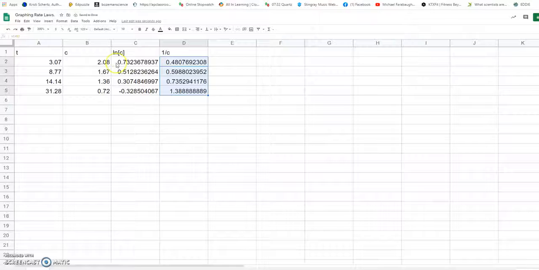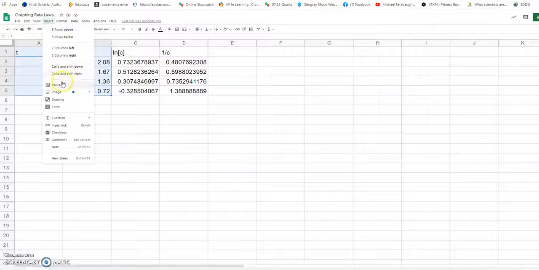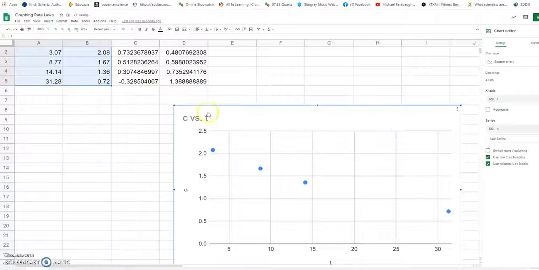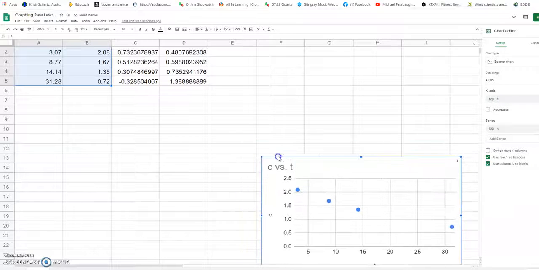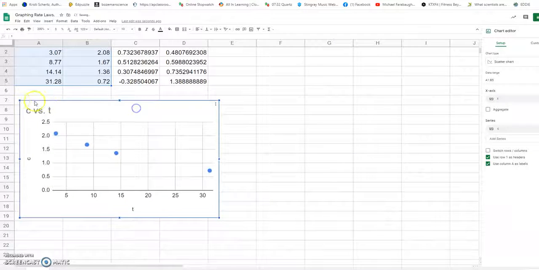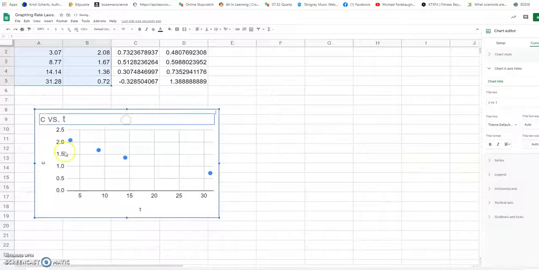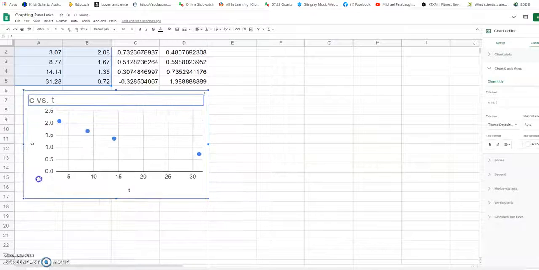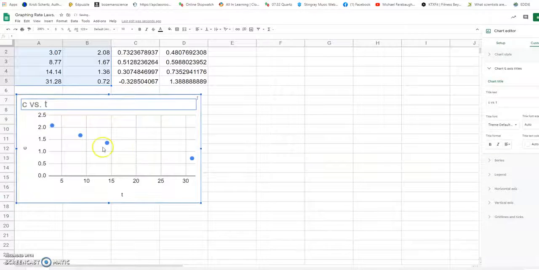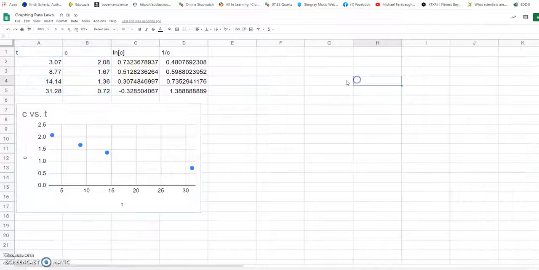All right, so what I want to do now is do some graphs of this data. So the first graph I'm going to make is T on the x-axis and C on the y-axis. So I'm going to highlight those columns, go to Insert, Chart, and there it is. Now I'm going to make this a little bit smaller. Now you can already tell from this graph that this is a curve. We're just going to do this by inspection, right? That's a curve. That's not exactly what I wanted. So let's go up here and do a different graph.